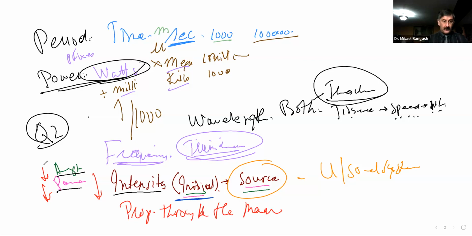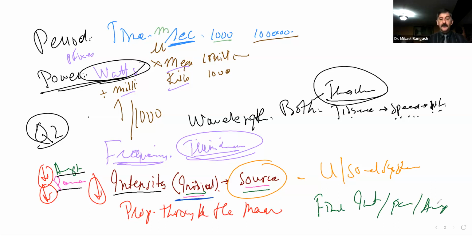So when they decrease, what you would have at the end of the journey is a final intensity. You could also have a final power, or a final amplitude. Is that clear? Yes. Right.